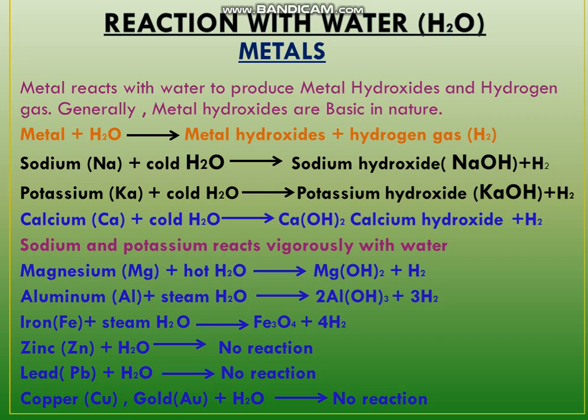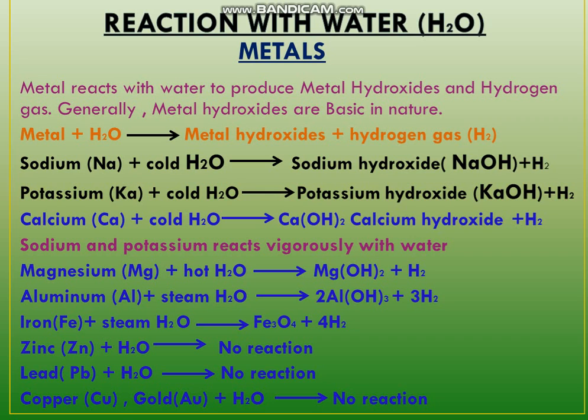Sodium when reacted with cold water gives us sodium hydroxide, NaOH, plus hydrogen gas. Potassium when reacted with cold water gives us potassium hydroxide, KOH, plus hydrogen gas. Calcium when reacted with cold water gives Ca(OH)2, that is calcium hydroxide, and hydrogen gas is released. Sodium and potassium react vigorously with water.